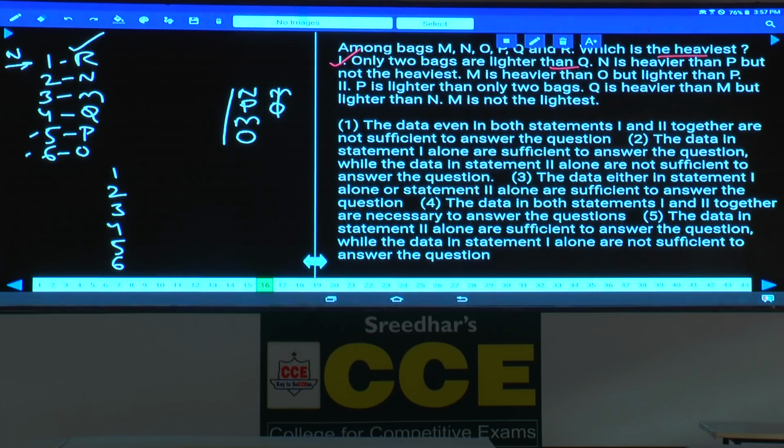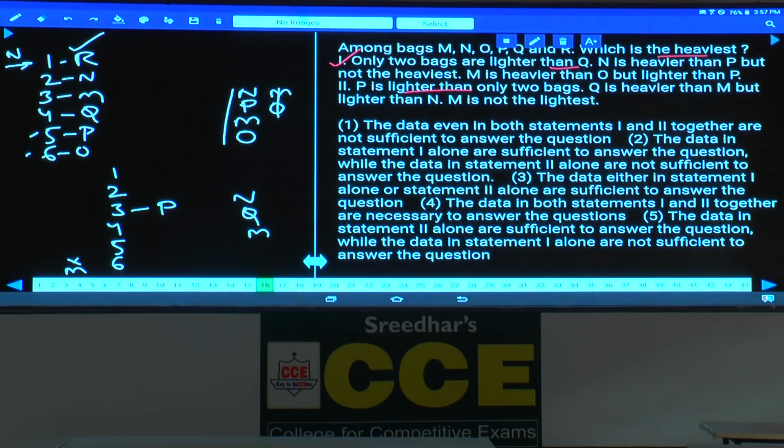P is lighter than only 2 bags. As P is lighter than only 2 bags, P must be at the third place. And Q is heavier than M but lighter than N. Q, M, N. This is the order. M is not the lightest, M cannot be here.